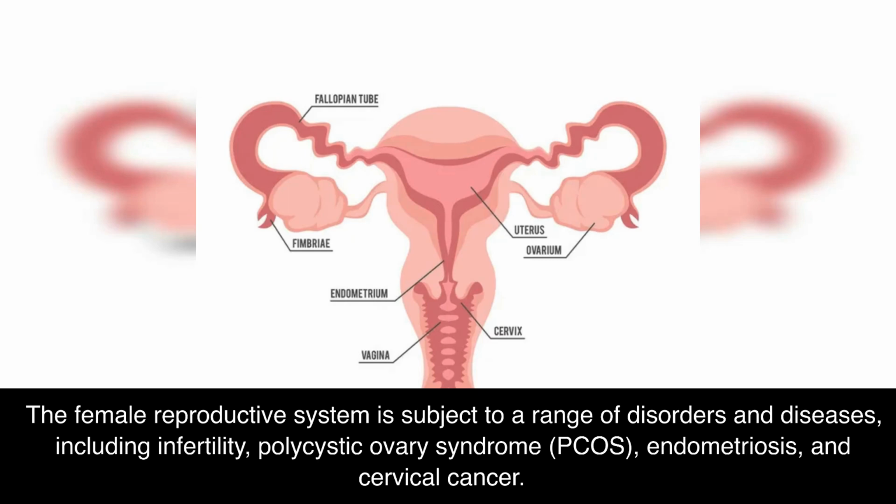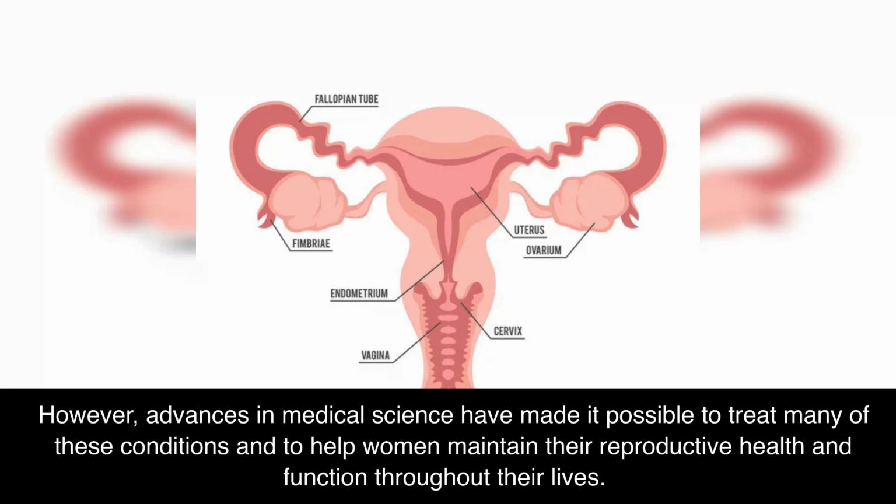The female reproductive system is subject to a range of disorders and diseases, including infertility, polycystic ovary syndrome, PCOS, endometriosis, and cervical cancer. However, advances in medical science have made it possible to treat many of these conditions and to help women maintain their reproductive health and function throughout their lives.